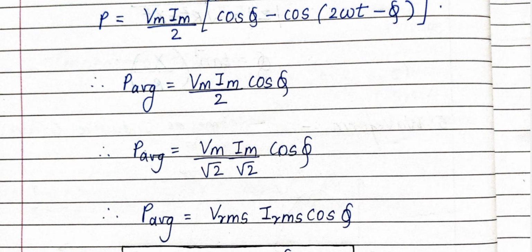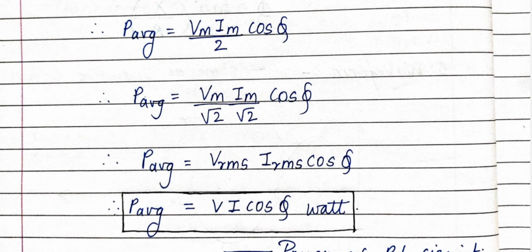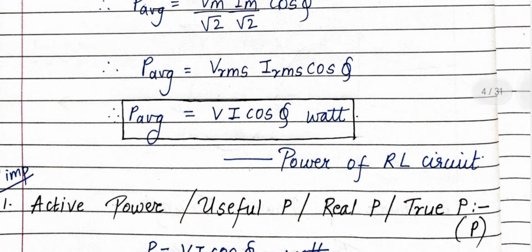Similarly for Irms, maximum current upon root 2 and cos phi as it is. Okay, so here you can write Vrms, Irms, cos phi, and as we can write Vrms and Irms in capital letters, so we can write the P average as VI cos phi watt. So this is your power for RL circuit.